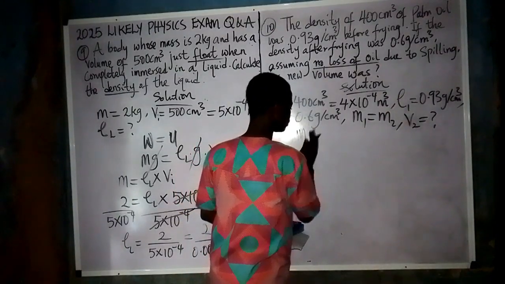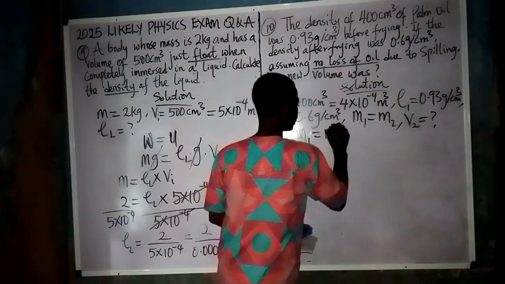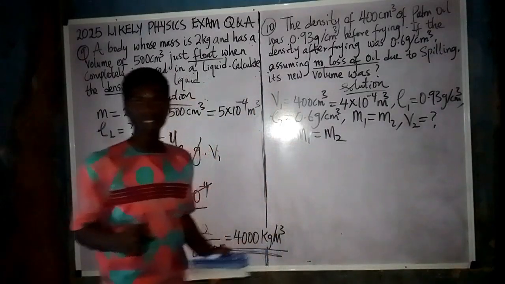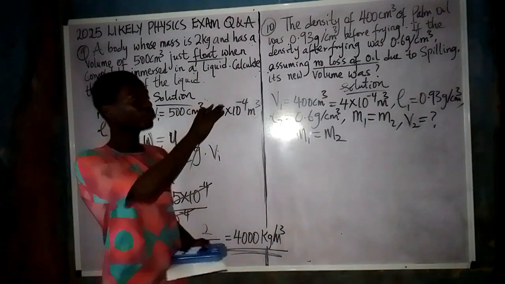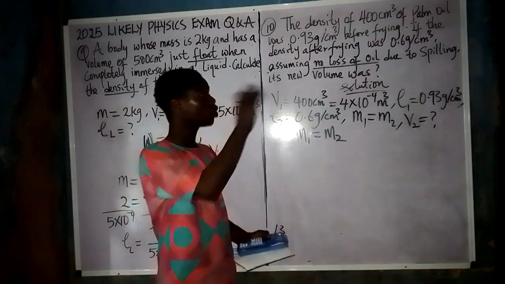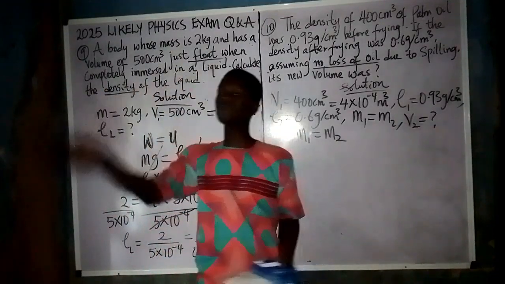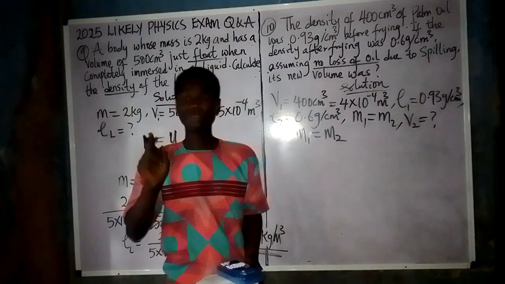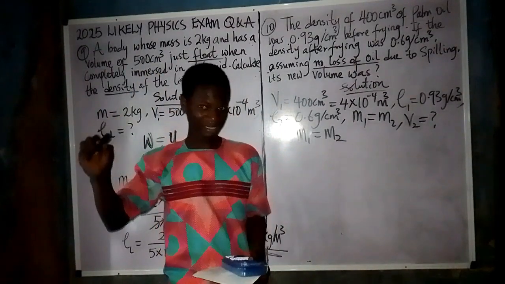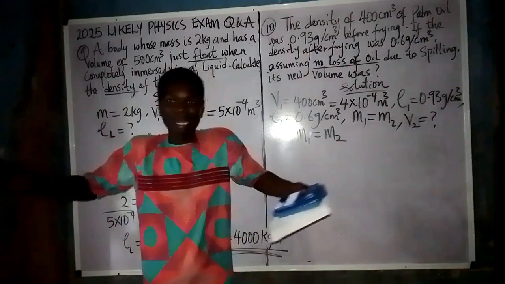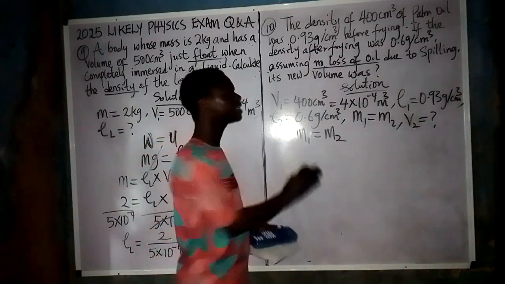M1 is equal to M2. Are you seeing that? This is what is constant in this very comparison. Before frying and after frying, there was one thing that was constant. You know one thing about comparison? You should be able to look out for that thing that will remain constant. It's from there you can now start expanding. In this case, mass remained constant.